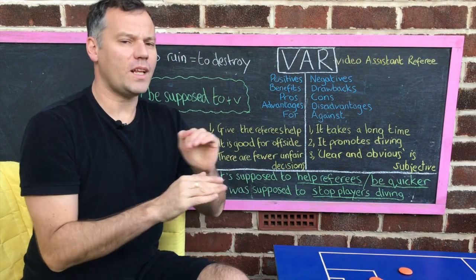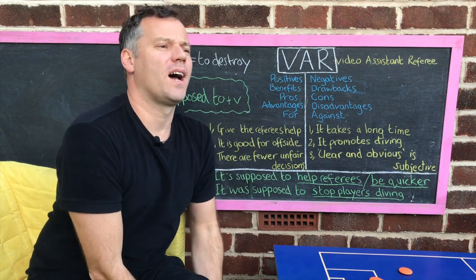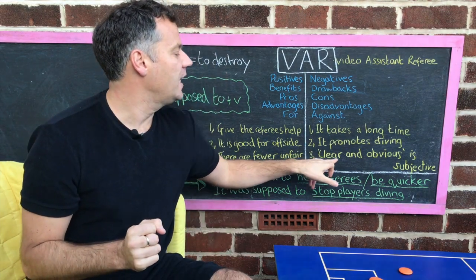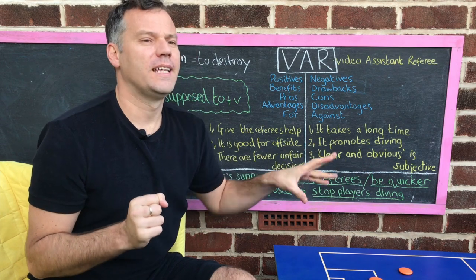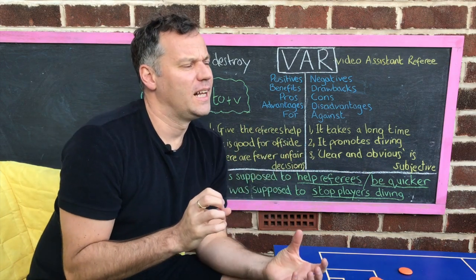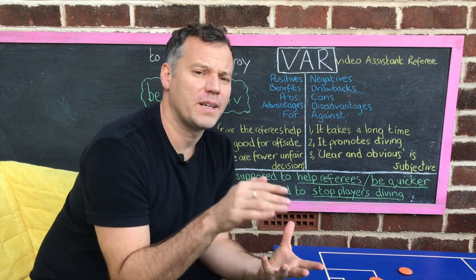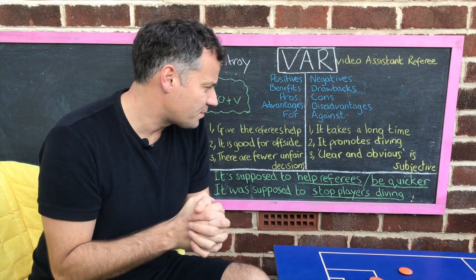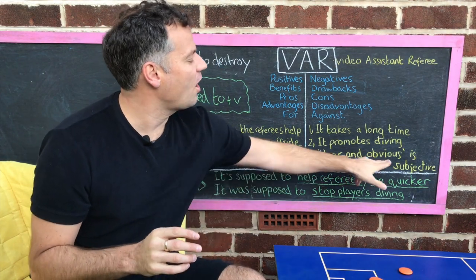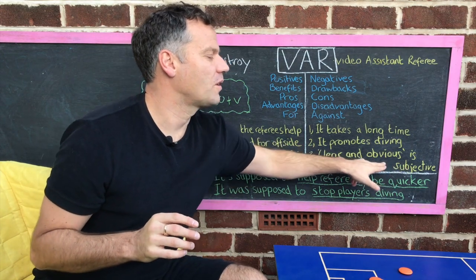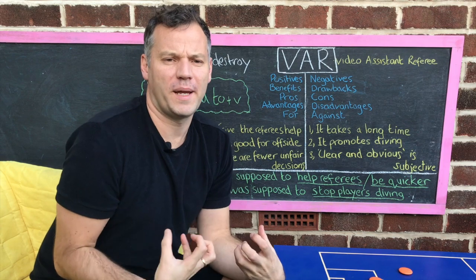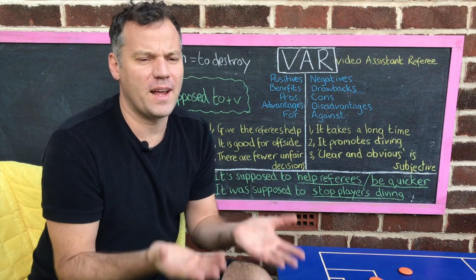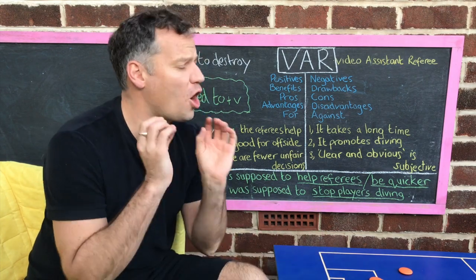Number 3, so in English football they say that the VAR can change the decision if it is clear and obvious. Okay, so if there is a very clear, very big problem with the decision that the referee made, VAR can step in and change the decision. But this clear and obvious is subjective. Okay, it's subjective. I mean that it's somebody's opinion. What is clear and what is obvious? It's very grey. It's not black and white. It's not an objective decision.